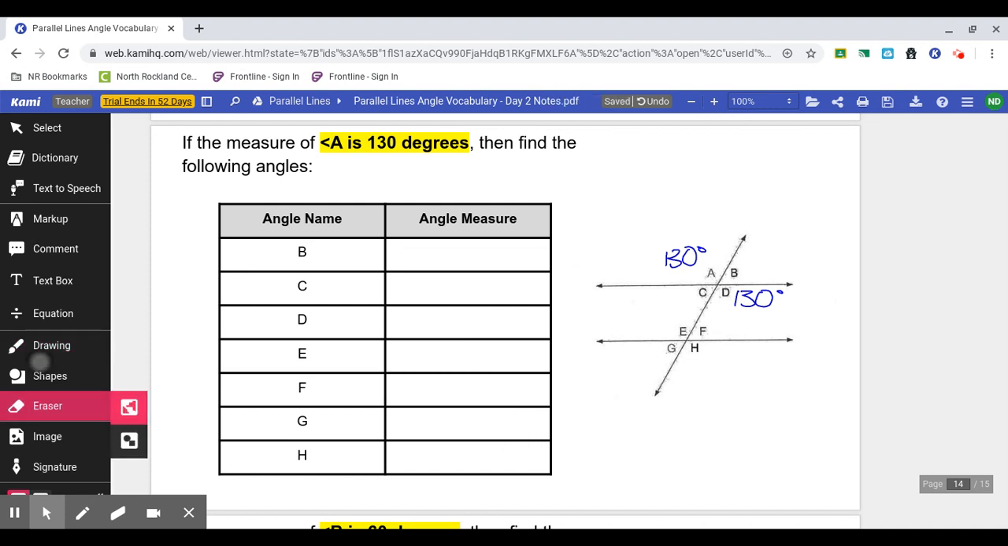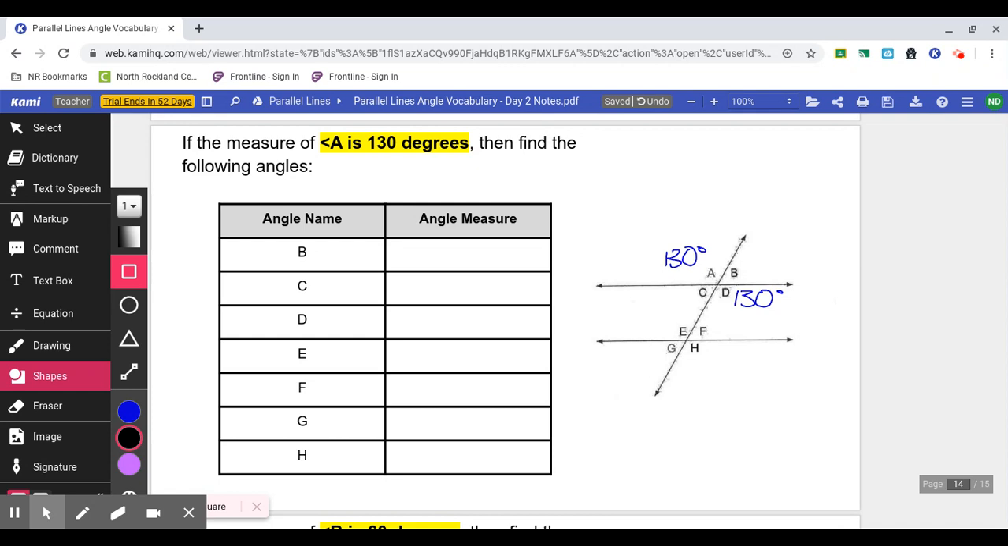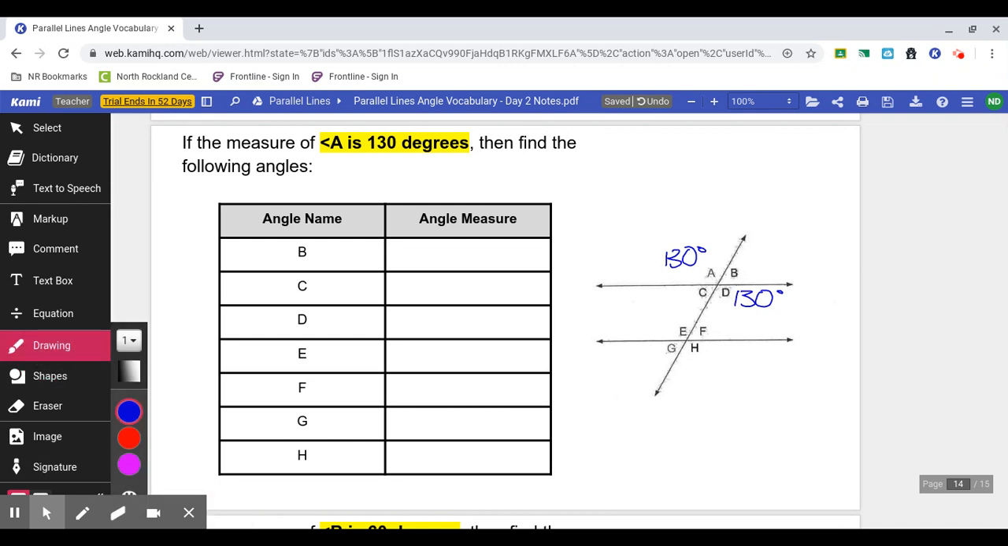I'm going to fill in my chart where it says angle D, and I'm going to write 130 degrees. Okay. You could keep going with this 130 degrees if you would like, or you can find a different measure. I'm going to stick with the 130 for now.